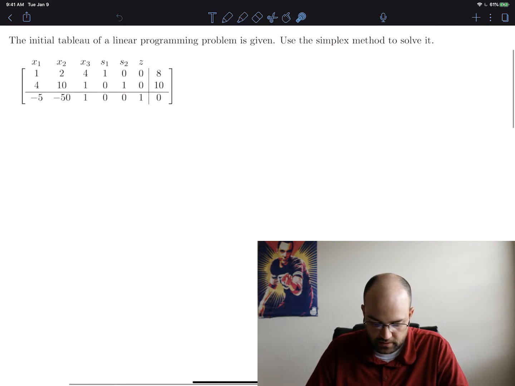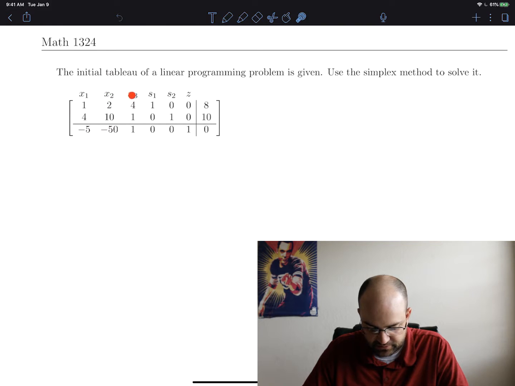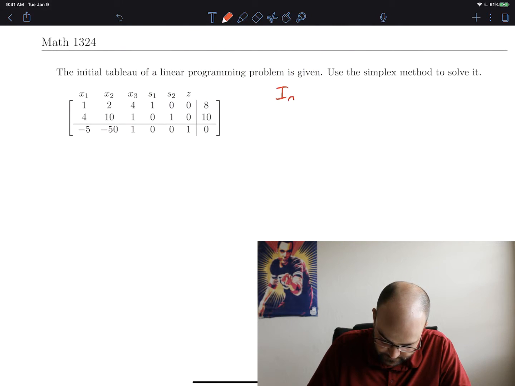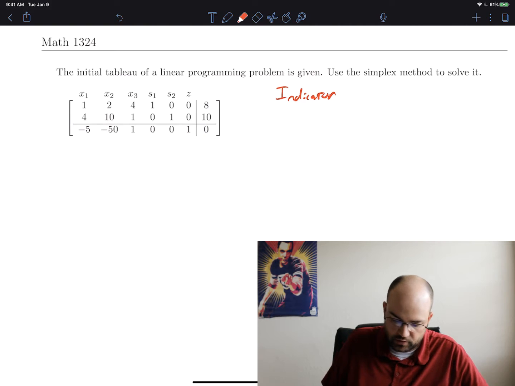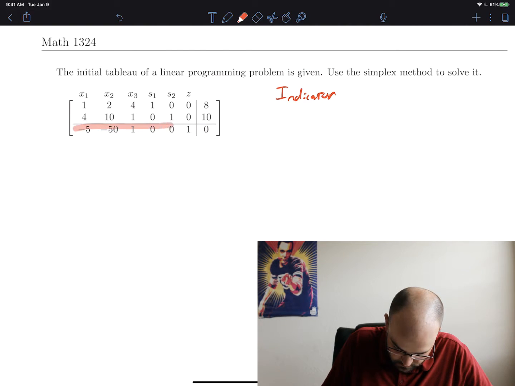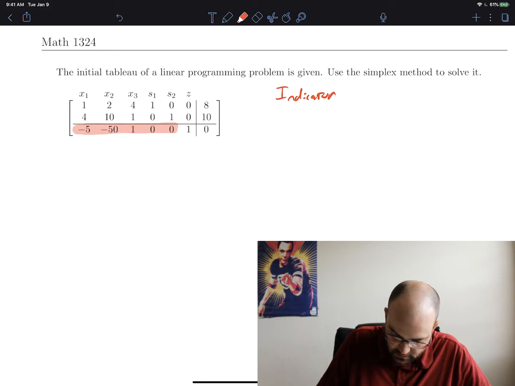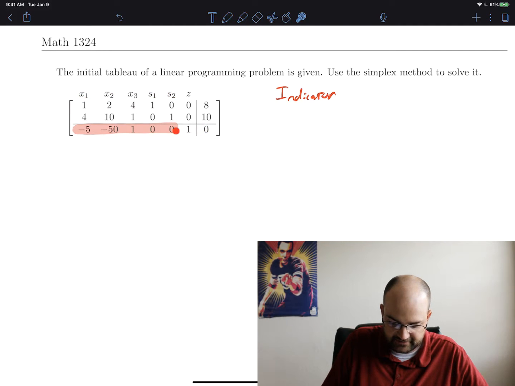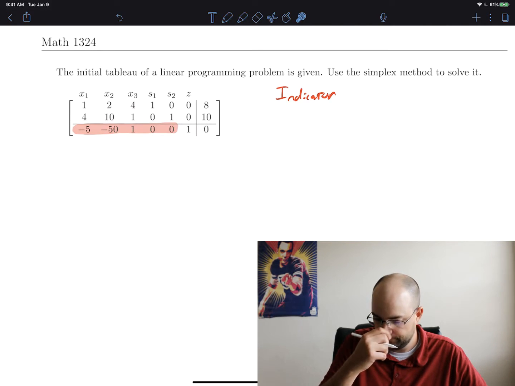Okay, so here we're given the variables x1, x2, x3, the slack variables s1 and s2, and the objective z. And of course this is the equal column. Now here's the thing. We need to first identify what an indicator is. An indicator will always be in the bottom row, excluding the number here that represents the objective or the equal. So only the regular variables and the slack variables. So those numbers are indicators.